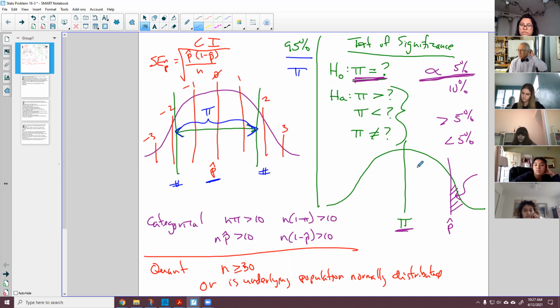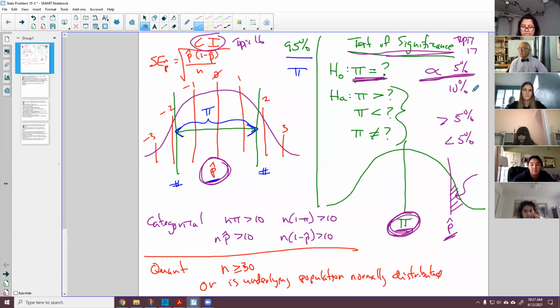The big difference that I'm really trying to emphasize is that with confidence intervals, I'm starting my diagram with my p hat, with my statistic. With a test of significance, I'm starting my diagram with a hypothetical value for pi, the population parameter, and then I'm comparing that to my p hat. Confidence interval, topic 16; test of significance, topic 17. That's the difference between the two.